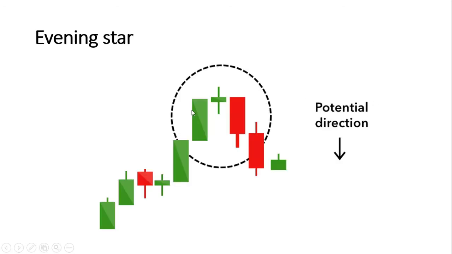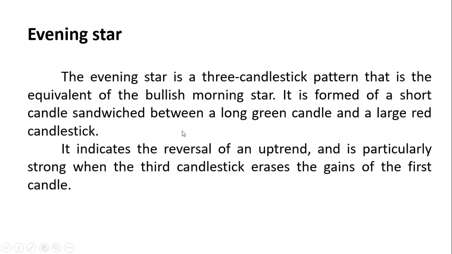So you can see it's like a sandwich pattern, and a small candle is formed between the long green candle and the long red candle. It may be of any color, it may be red or white or green. It indicates the reversal of an uptrend. When the graph is up and you suddenly get this kind of formation, that means the trend is going to be reversed. It is particularly strong when the third candlestick erases the gains of the first candle.